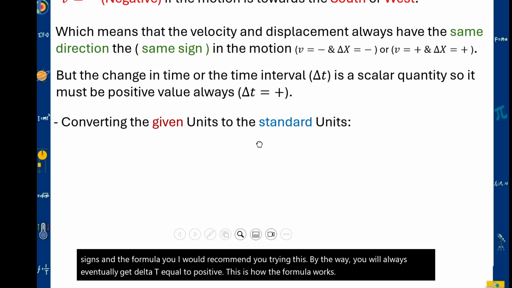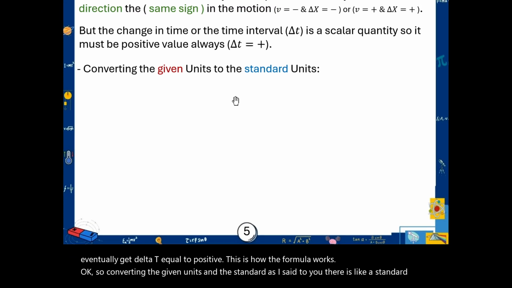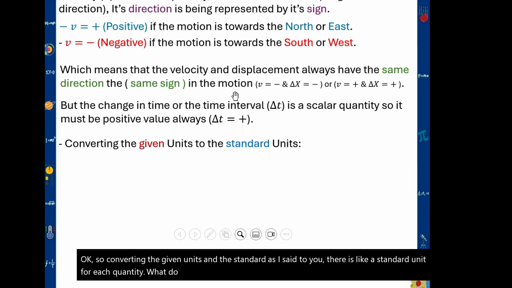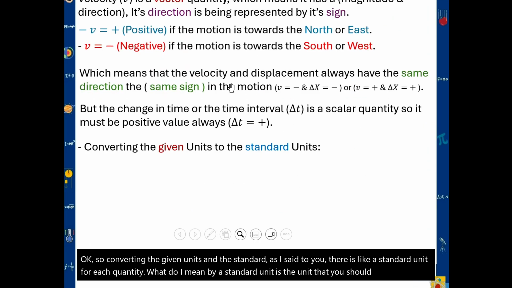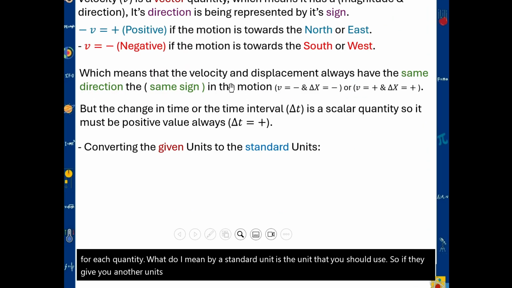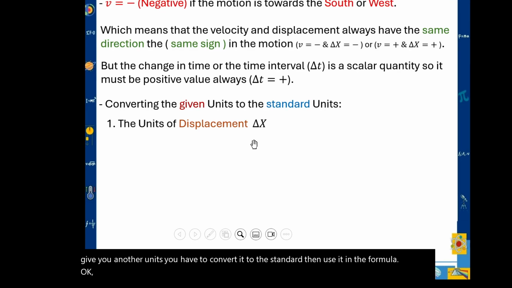Okay, so, converting the given units to the standard. As I said to you, there is a standard unit for each quantity. What do I mean by a standard unit? It is the unit that you should use. So if they give you other units, you have to convert them to the standard, then use them in the formula. Okay, starting with the first quantity, delta x, which has many possible units.